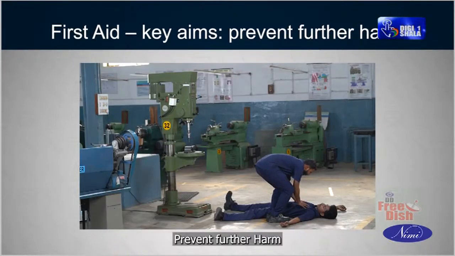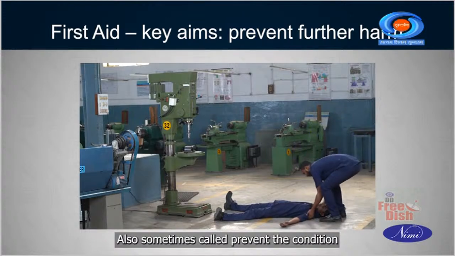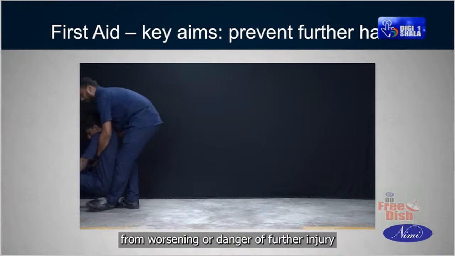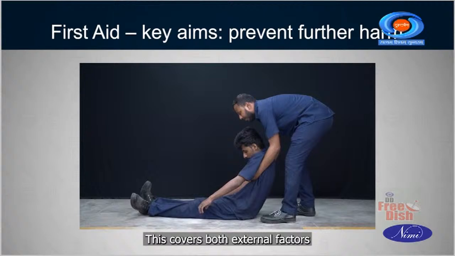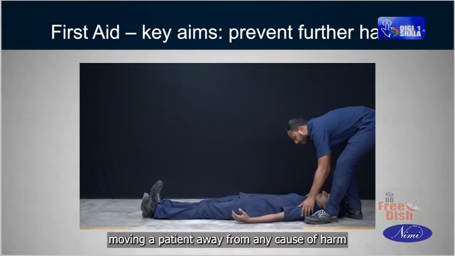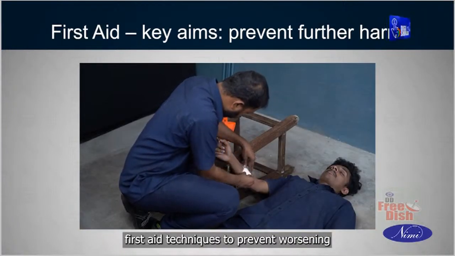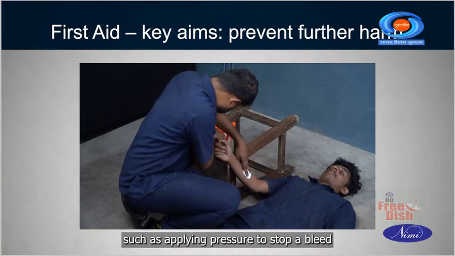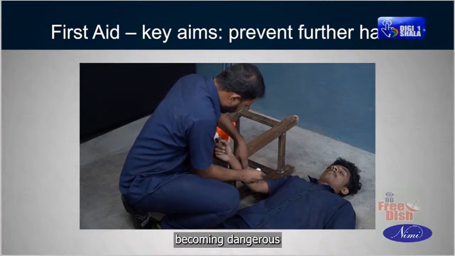Prevent further harm. Also, sometimes called prevent the condition from worsening or danger of further injury, this covers both external factors such as moving a patient away from any cause of harm and applying first aid techniques to prevent worsening of the condition, such as applying pressure to stop a bleed becoming dangerous.